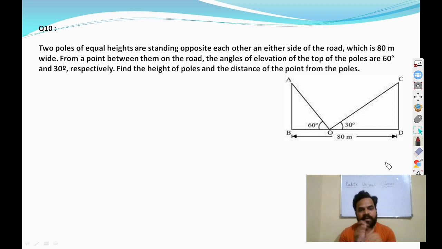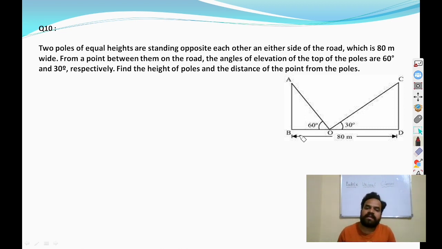Find there is a point between them on the road. The angle of elevation from the top of the poles is 30 degree and 60 degree. From that point to one pole is 30 degree, one pole is 60 degree. They are asking to find the height of the poles and the distance of the point from both the poles.